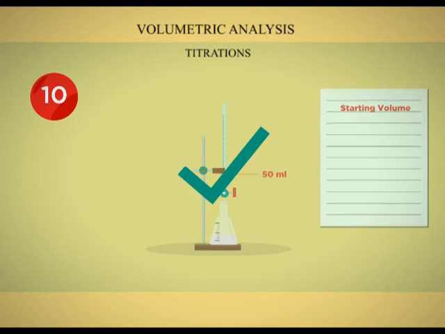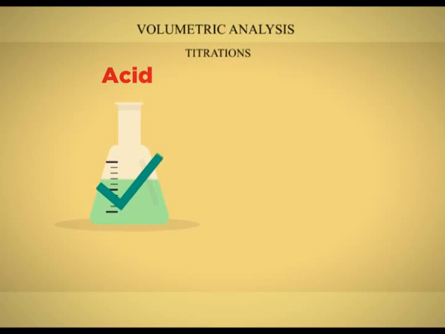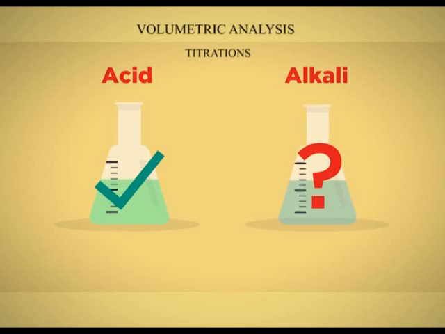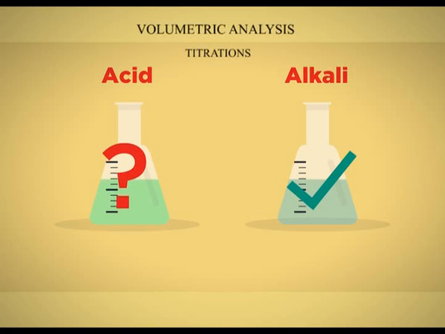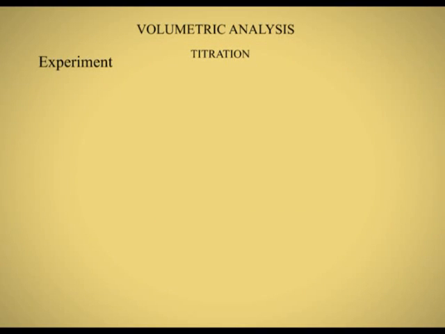It is important to note that you could have the acid as the known and the alkali as unknown, or the alkali as the known and the acid as the unknown. Once you repeat the experiment and have consistent results, the next step is calculations to find the concentration of the unknown solution. We will perform a titration experiment following these steps, and taking the reacting volumes, we will calculate the unknown concentration.